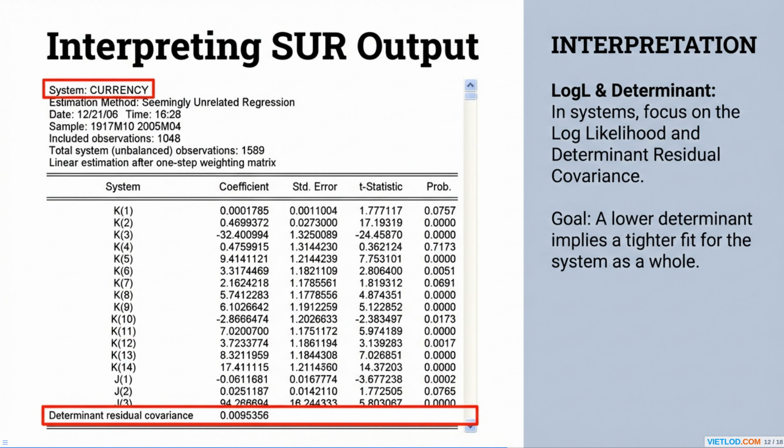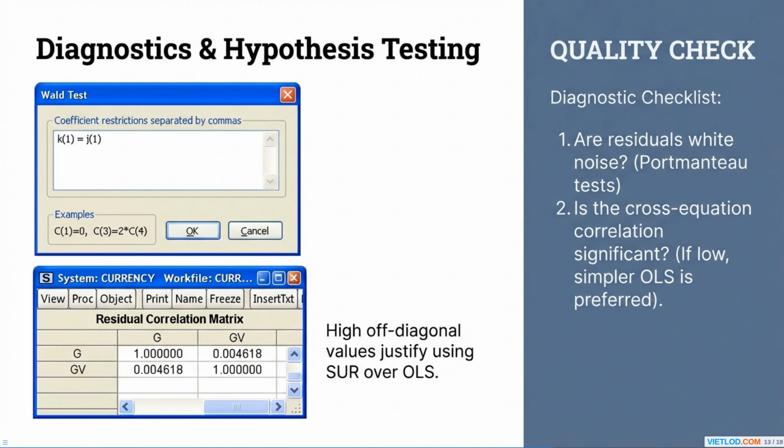When you look at the output for a system estimation, you won't find a single R-squared value like in OLS. Instead, you need to look at system-wide goodness of fit measures. Two key statistics are the system's log likelihood and the determinant of the residual covariance matrix. The goal is to find a model that maximizes the log likelihood, or, equivalently, minimizes the determinant of the residual covariance. A smaller determinant implies that the model's errors are smaller overall, indicating a tighter fit for the system as a whole. You can use this to compare different specifications of your system model.